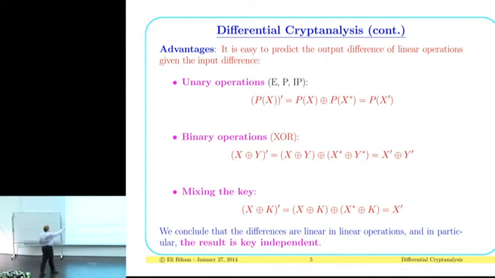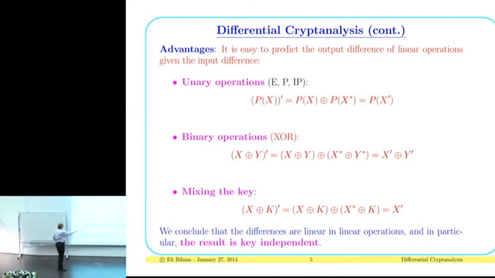So if difference is XOR, the XOR of both outputs is just the same permutation computed over the input difference. And when we get to XOR, still due to linearity, the output difference, the difference of the two results, will be the XOR of both input differences. And when we go to the key, we find that the key disappears.